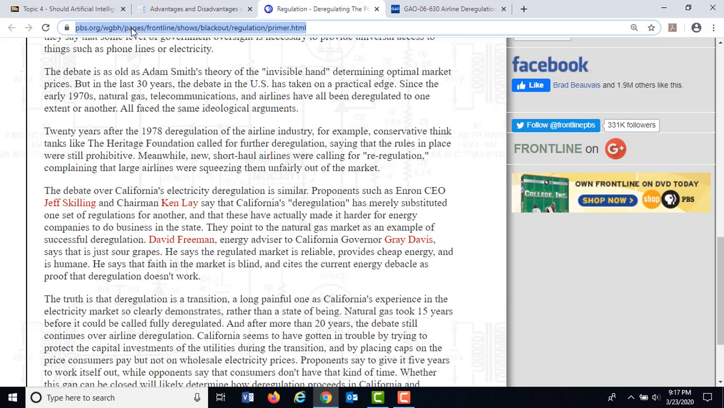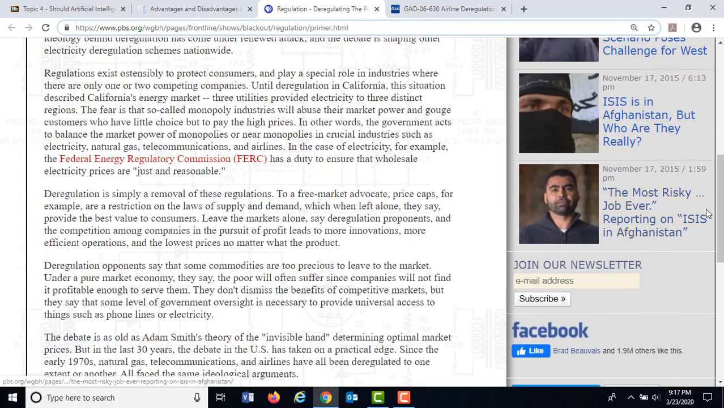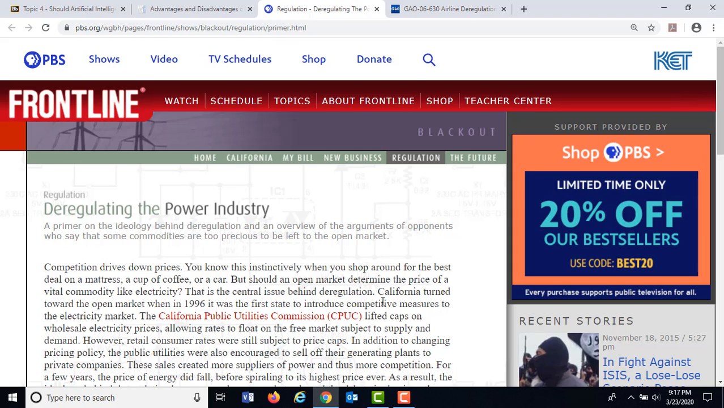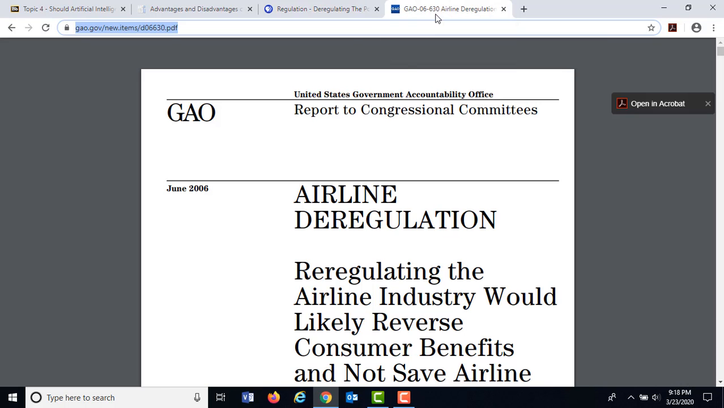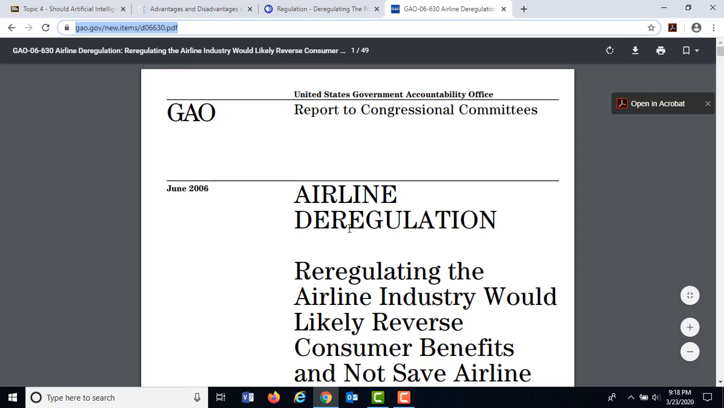This first comes from a PBS article, and I'm a big fan of the Public Broadcasting System. I feel like they're very impartial. If you want to look for a fair, impartial news source, they tend to be that. They tend to give news without a ton of opinion in there. And so I really like these guys. As you look at this story, it talks about the deregulation of the power industry. So this is one example. The second example is a Government Accountability Office report about the deregulation of the airline industry.